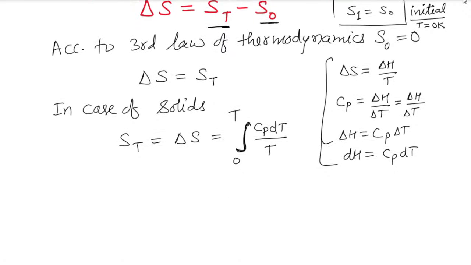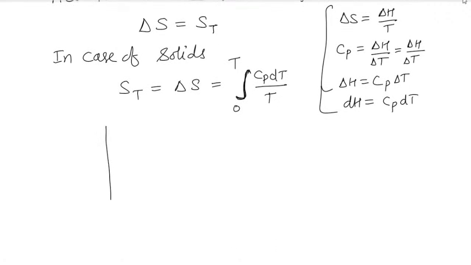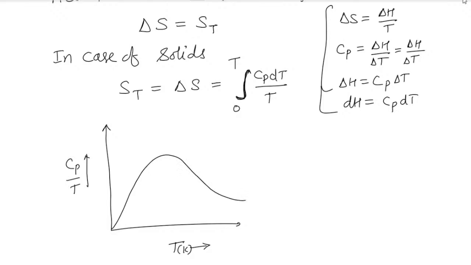And the value of this integral can be obtained if you plot the graph of Cp by T versus T. This T is in Kelvin, okay. If we plot the graph, it comes out to be like this, from 0 to some temperature, then higher temperatures. So the value of the integral we can obtain by plotting the graph of Cp by T versus T, and this is the area under the curve between 0 to T. Let us take this is T. So this area under the curve is equal to this integral.